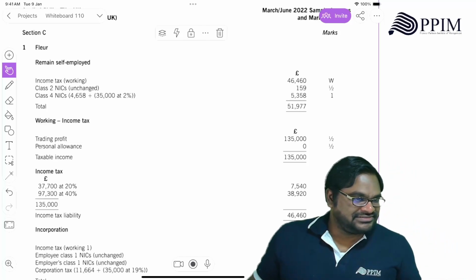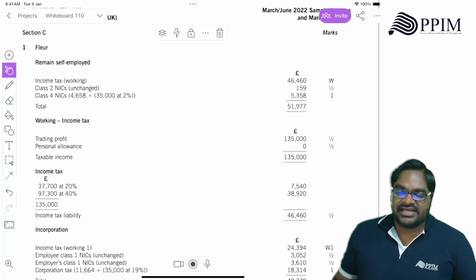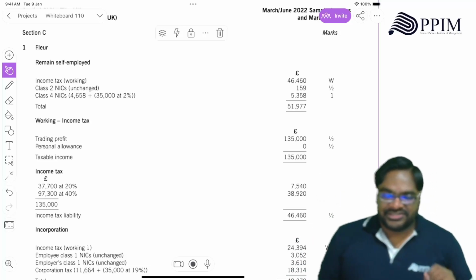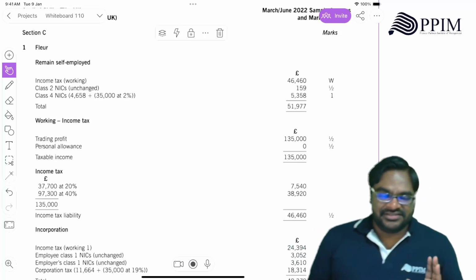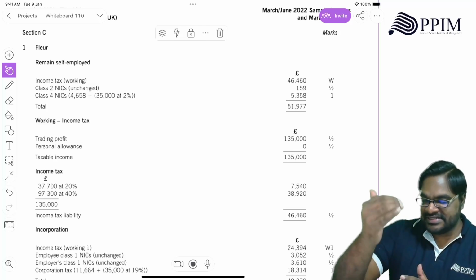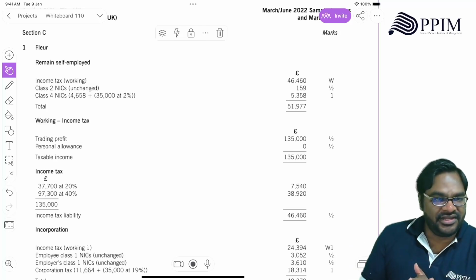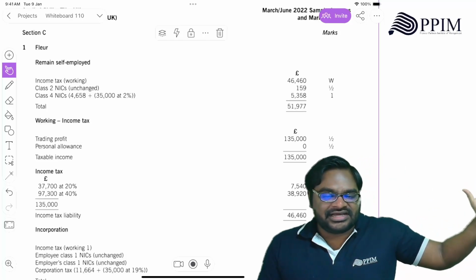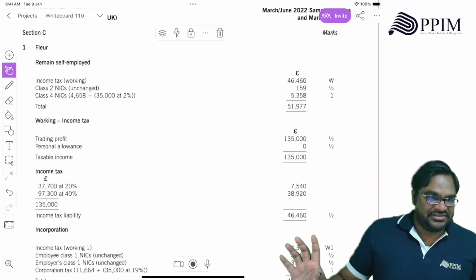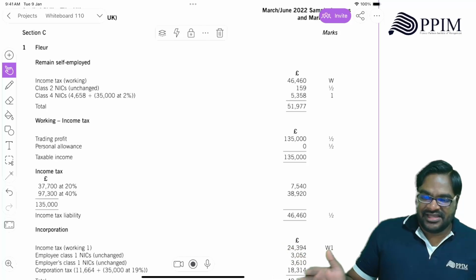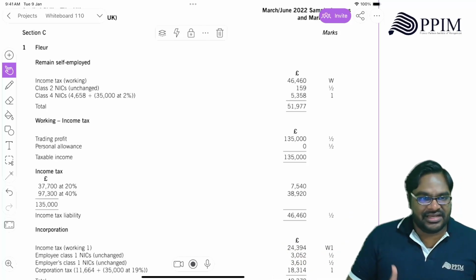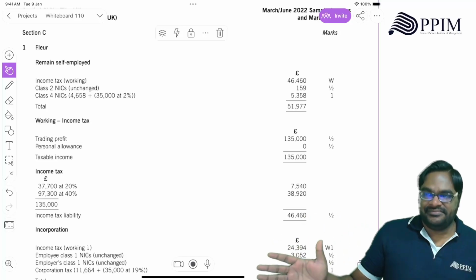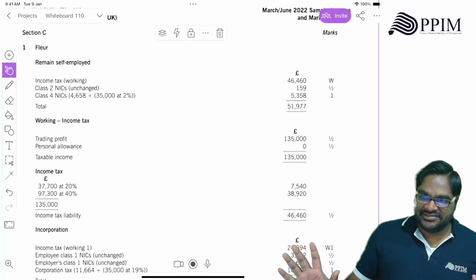Thank you, Uncle. So guys, as I always say, presentation is crucial. Just check how they have presented. First, they have given a summary: if she is self-employed, what would it be? Income tax, class 2, class 4, all together they have given. And for each one, how they are going to calculate, they have given workings. You can adopt the same method. Clear?